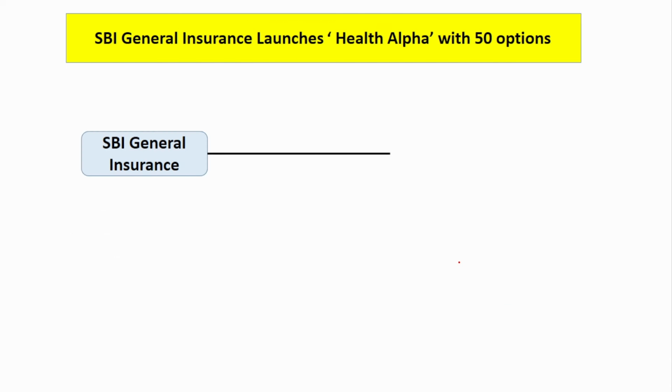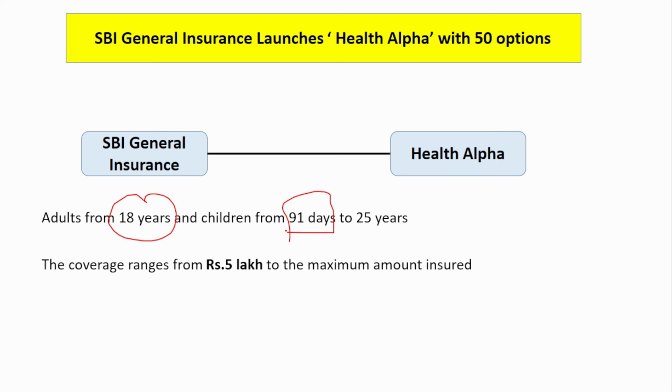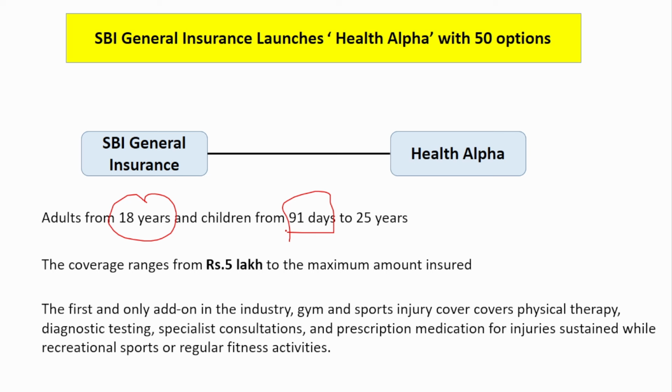Next is SBI General Insurance has launched a new insurance plan called Health Alpha. So who can purchase this Health Alpha insurance plan? Any adult from 18 years and children from 91 days. And the coverage ranges from 5 lakhs. The special thing about this includes gym and sports injury cover. If you go to the gym and by lifting some equipment you get hurt, some major injury happens, even that type of cover is included in this Health Alpha. That is the most unique thing. Gym and sports injury is also covered under this Health Alpha.